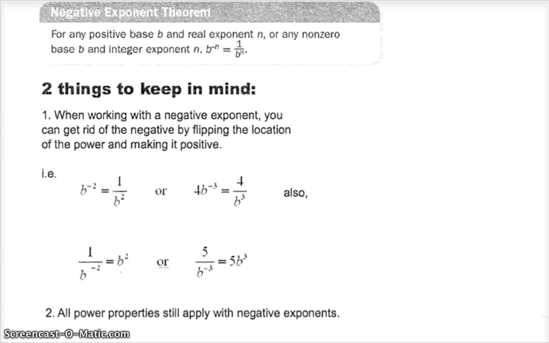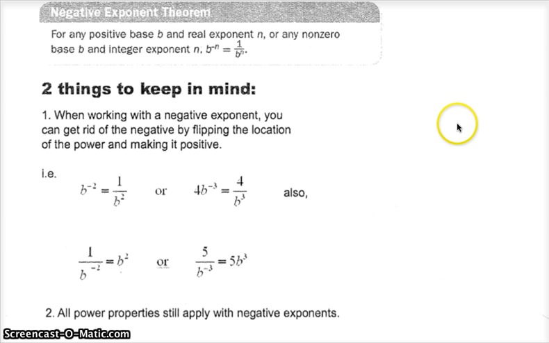So, for example, b to the negative second becomes 1 over b squared. Or 4b to the negative third becomes 4 over b cubed. Now, this is important because you have to realize that the 4 and the b are separate. They're being multiplied together, so it's only the power that moves to the denominator.